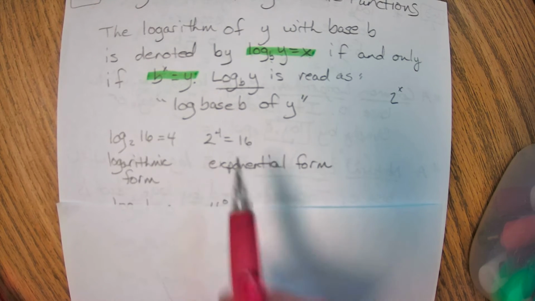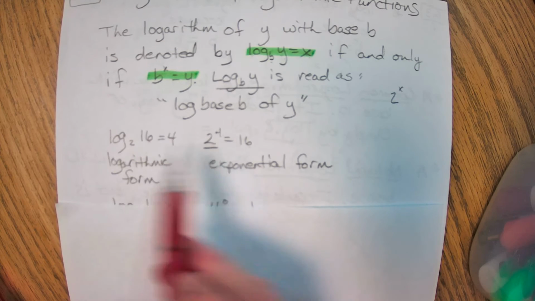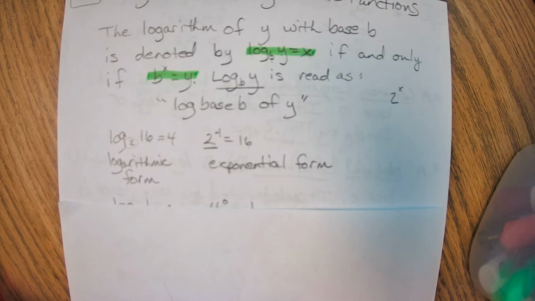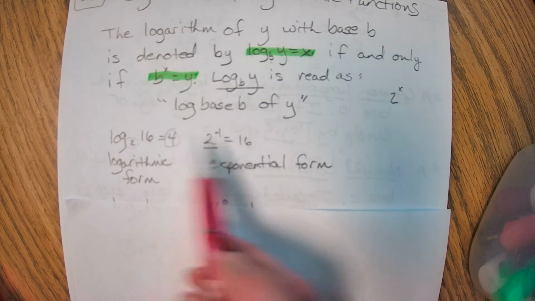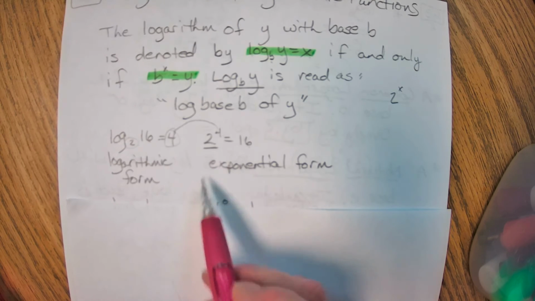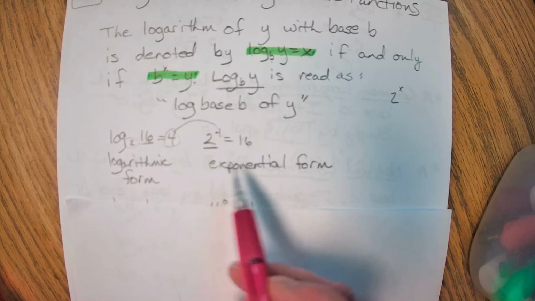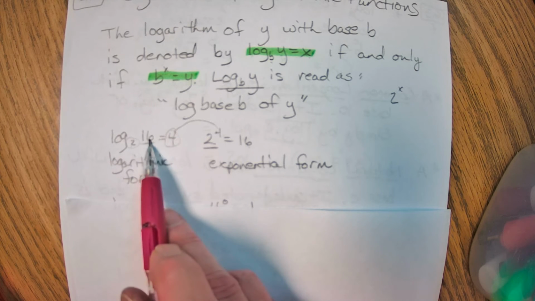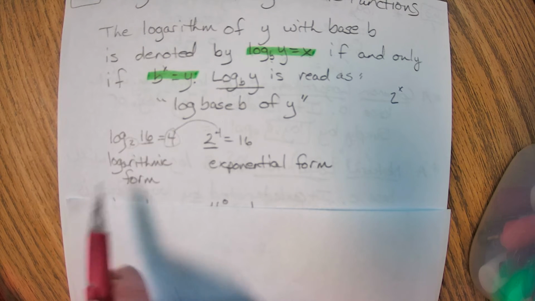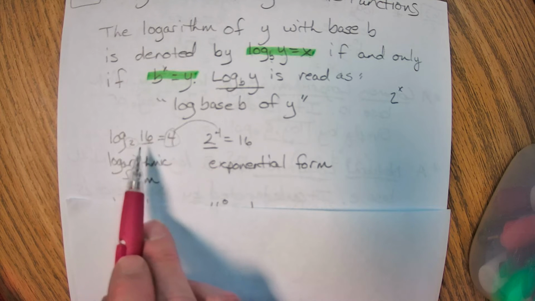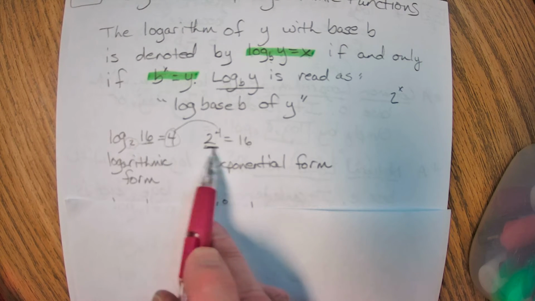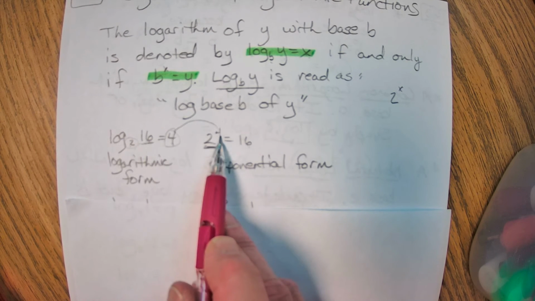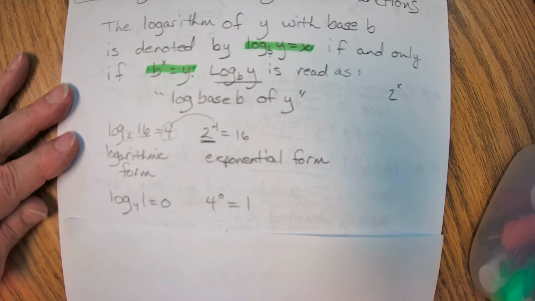The logarithmic form of that, this is the base. That's what goes there. This is the exponent. And this is what it equals. So 2 to the 4th power equals 16. Just remember, this is the base. This is the exponent. Okay?